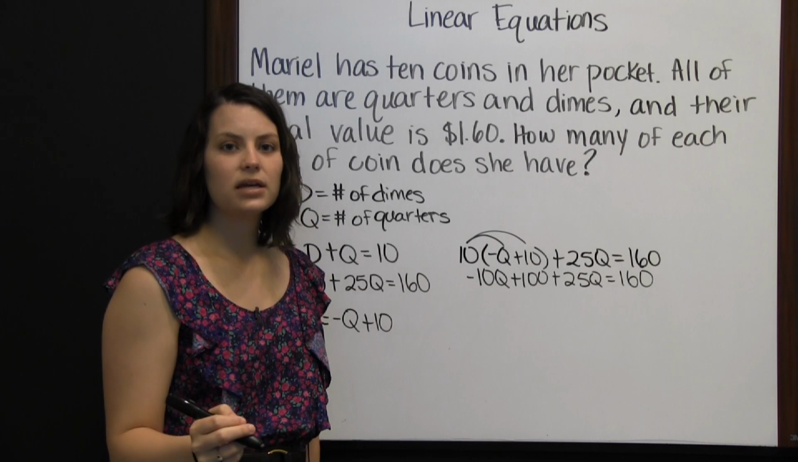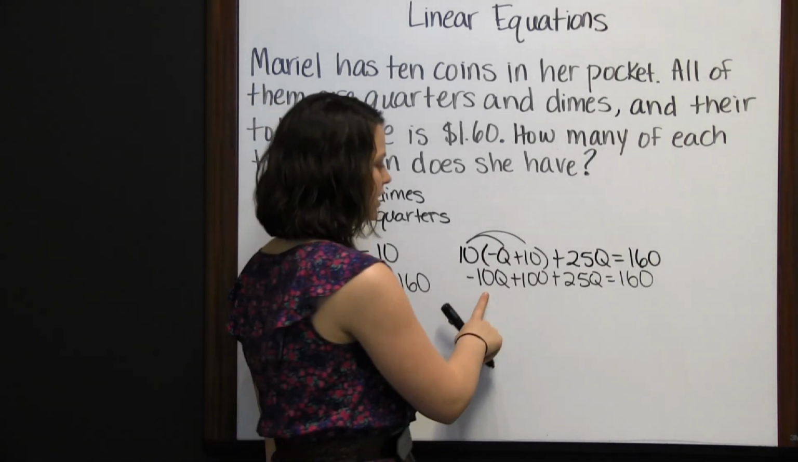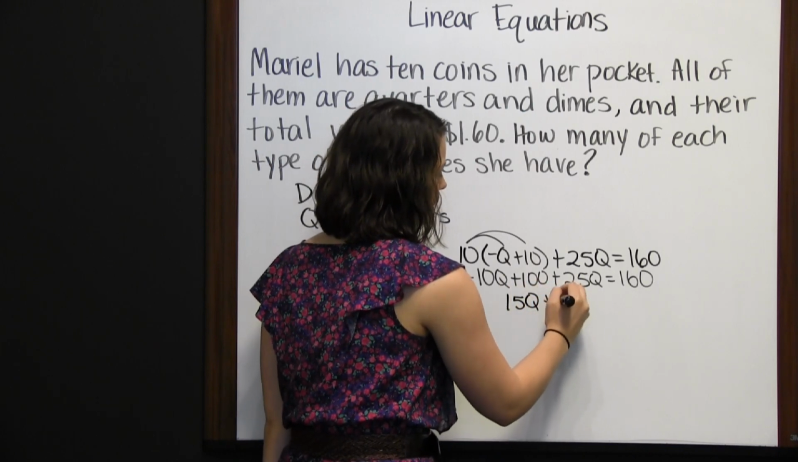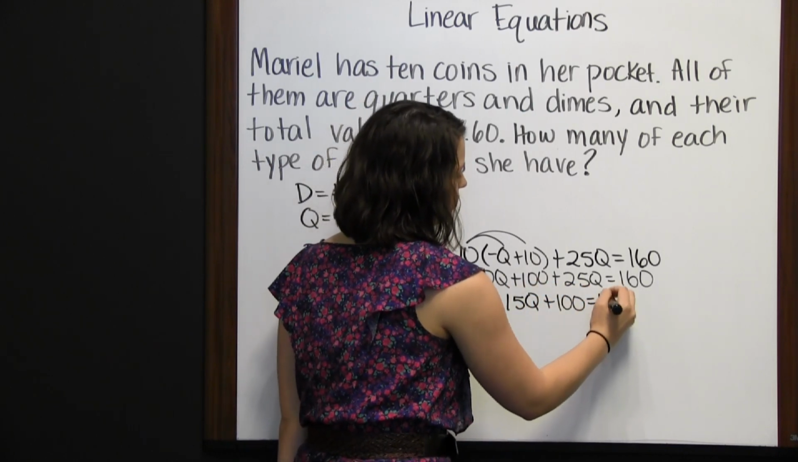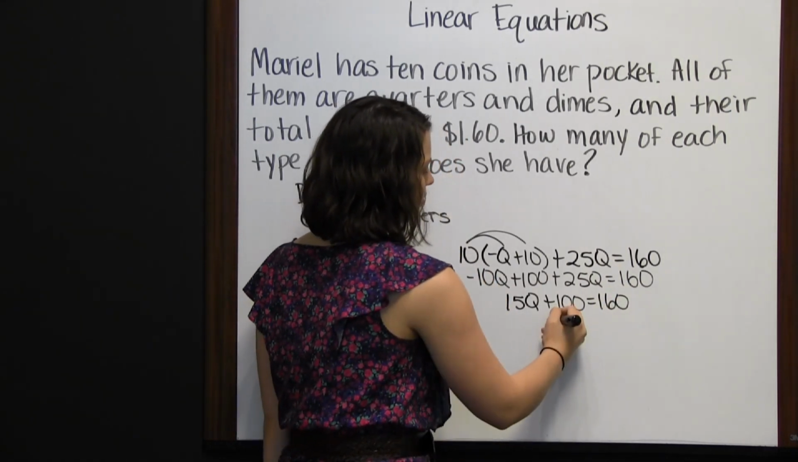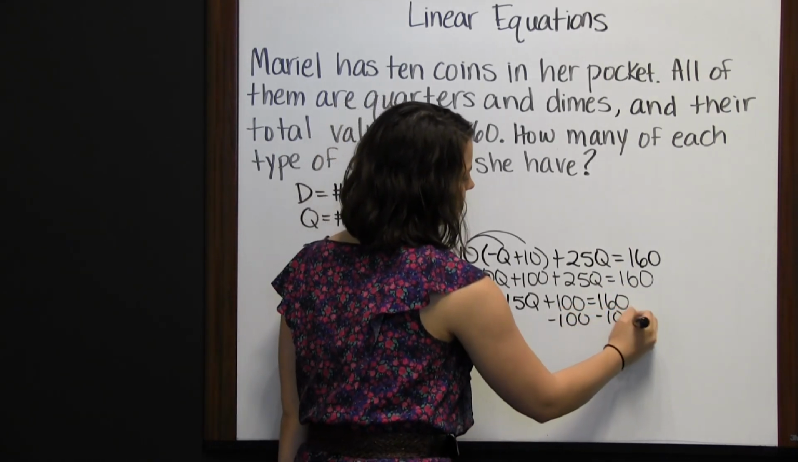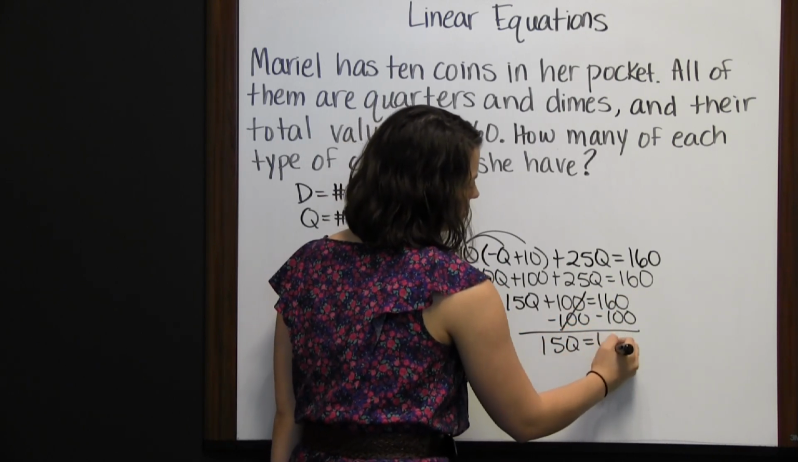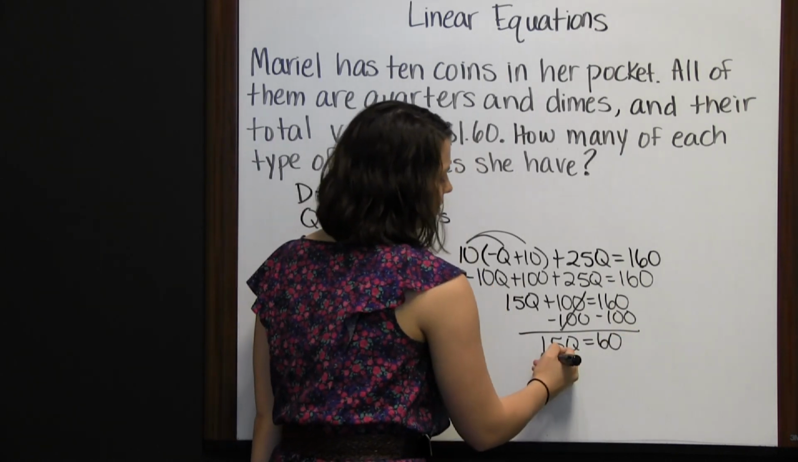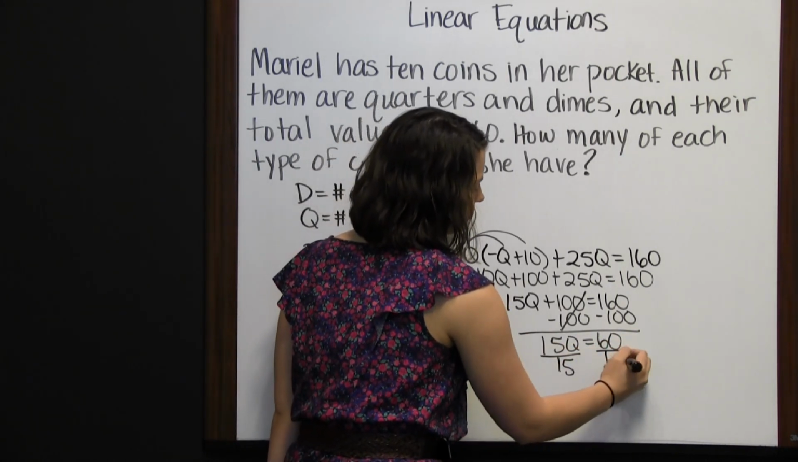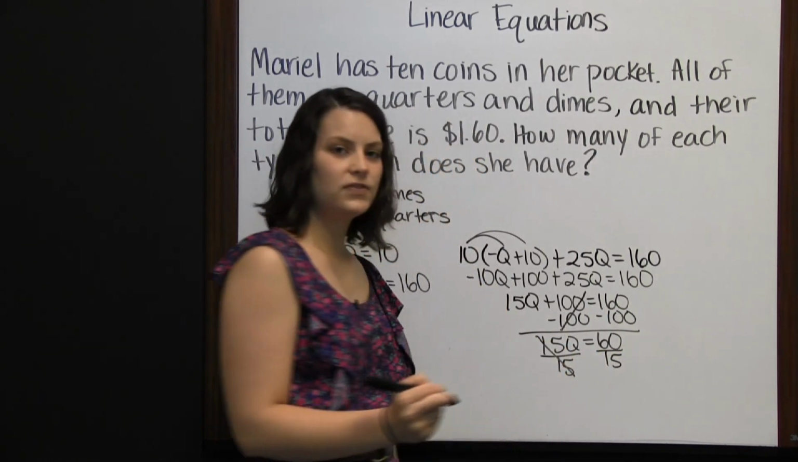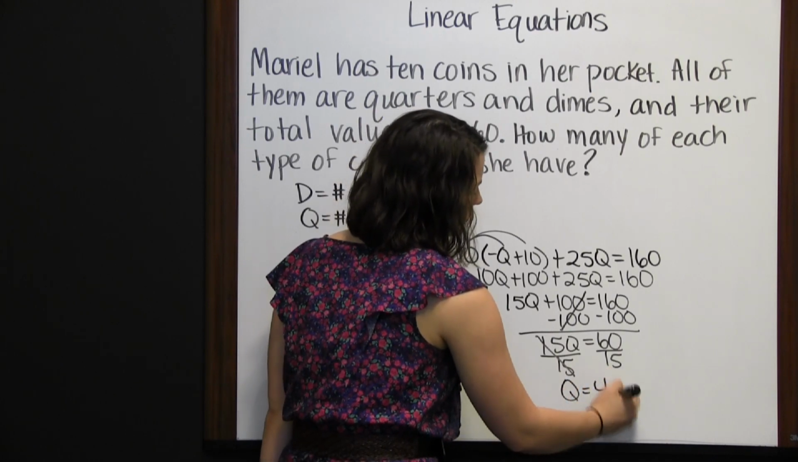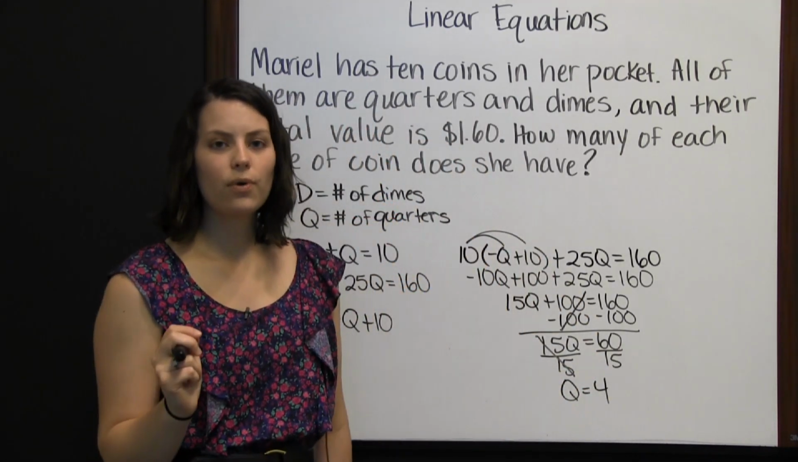Now to solve for Q, we need to combine like terms. Negative 10Q plus 25Q is 15Q, plus 100 is equal to 160. Subtract 100 from both sides, and we get that 15Q is equal to 60. Now we divide both sides by 15. 15 divided by 15 is 1, and 1 times Q is just Q. We get that Q is 4, which means she has 4 quarters.